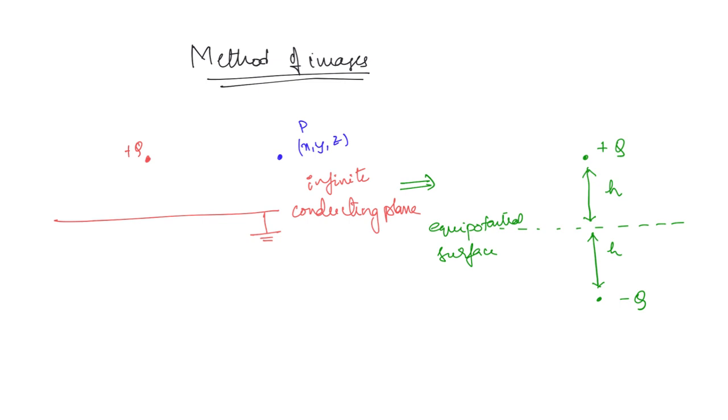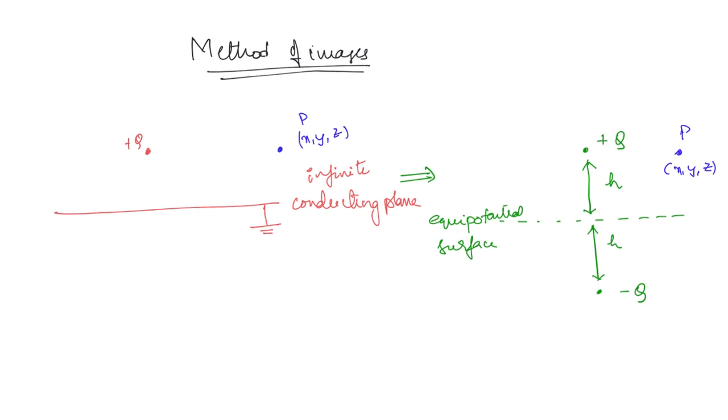So now there is an equipotential surface here and the charge plus Q is as it is, no change, but you keep a negative charge, a charge opposite in sign but of the same magnitude, at the other side of the equipotential surface. Then if there is the same point P, you can find the electric field or potential due to just these two charges. This isn't just applicable to a point charge. Here we took a point charge, but this is applicable to any charge configuration.